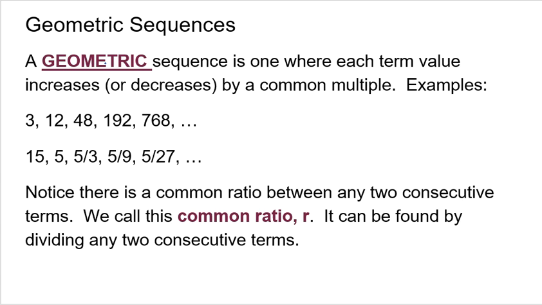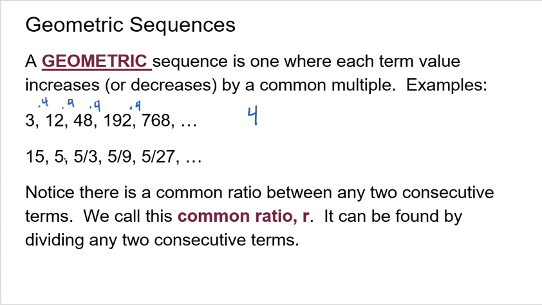But what am I doing? Oh, I'm multiplying. 3 times 4 is 12. 12 times 4 is 48. 48 times 4 is 192. 192 times 4 is 768. So I have a common multiple here of 4. I'm just multiplying every term by 4. So to get to the next term, multiply by 4, multiply by 4, multiply by 4.